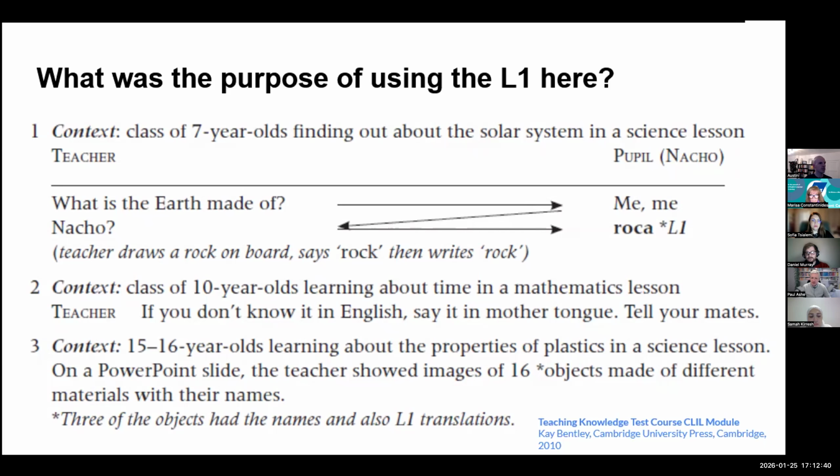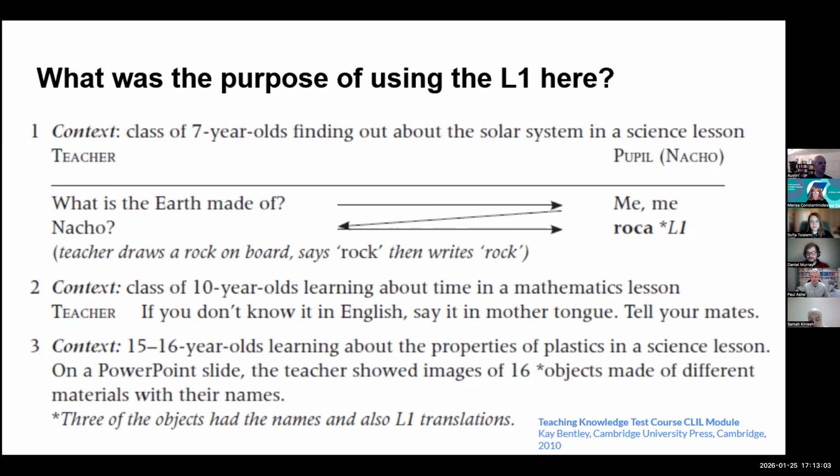Notice you've got Nacho saying "me" a few times. He's eager to answer, isn't he? Did he get the answer right? In terms of meaning, yes. Yeah, brilliant. And should that be the focus? Well, in CLIL, yeah. I mean, great.